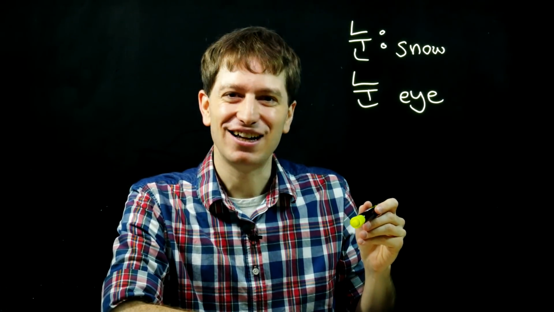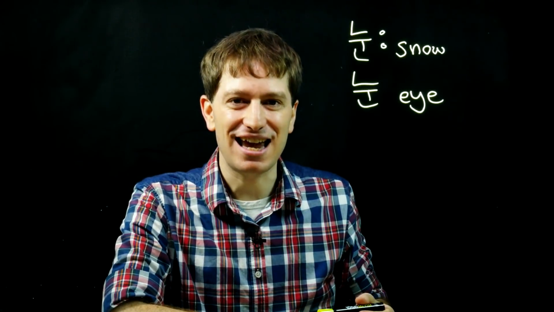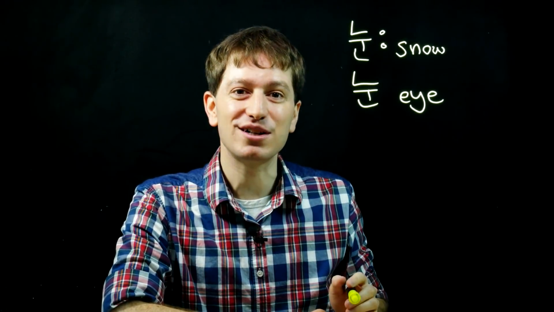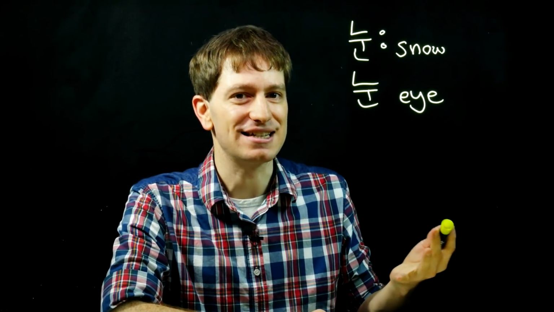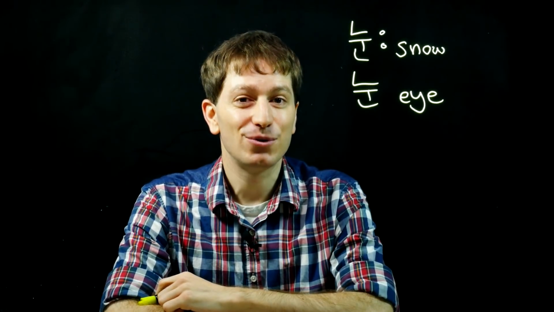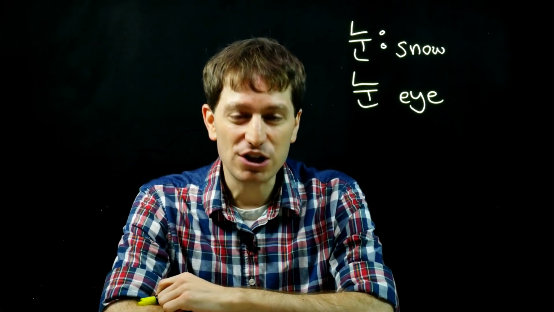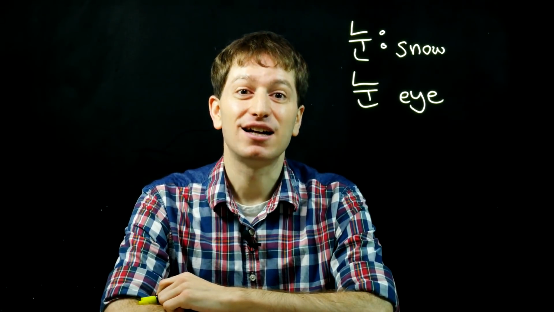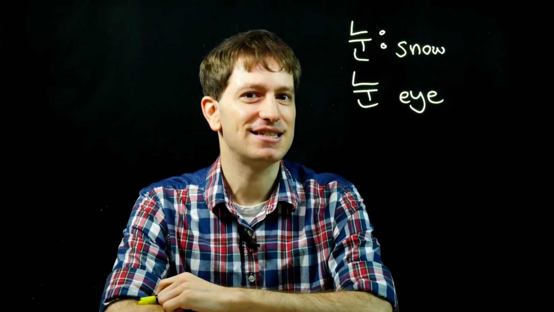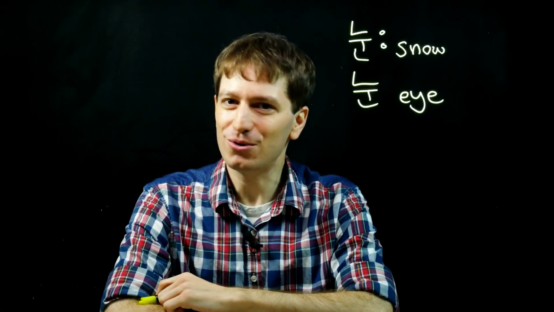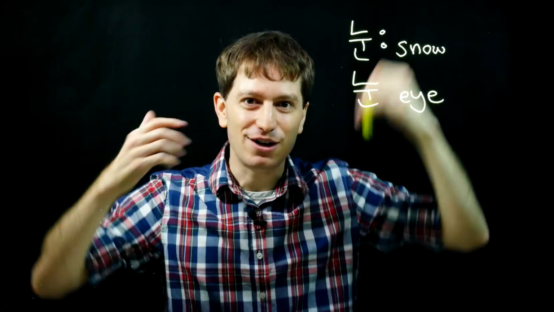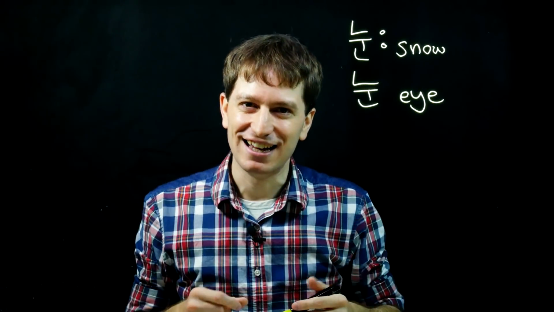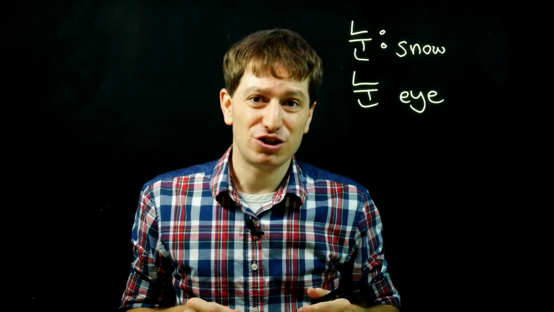Slightly longer, although it might sound exactly the same, and there are a lot of words that can have different vowel lengths and have different meanings. The good news is that Koreans will always understand which one you were saying by the context of the sentence that you're using it in. So you don't have to worry if you said that eyes are falling from the sky or snow is falling from the sky. Koreans will know what you're talking about.